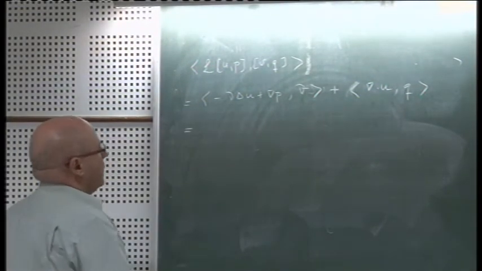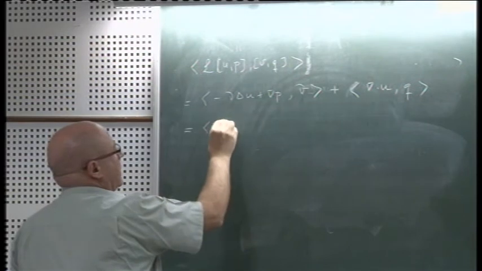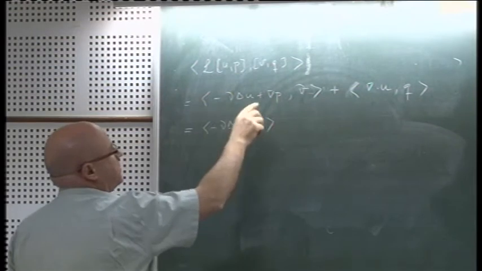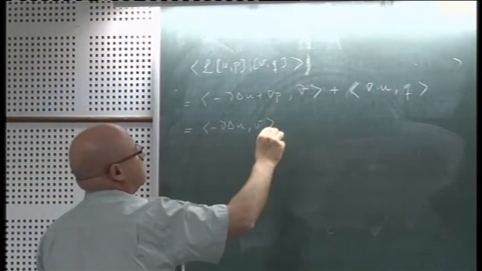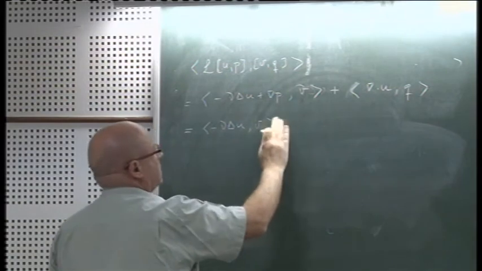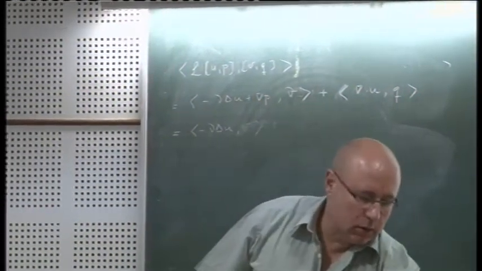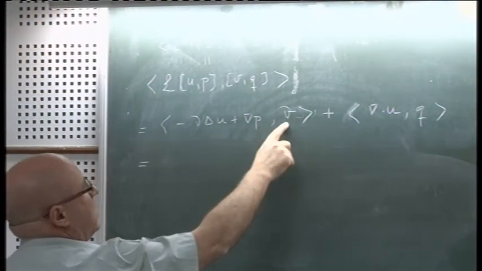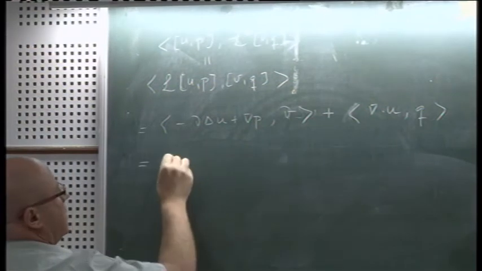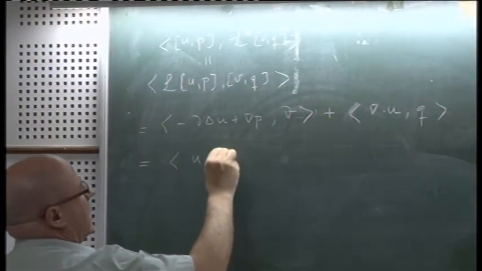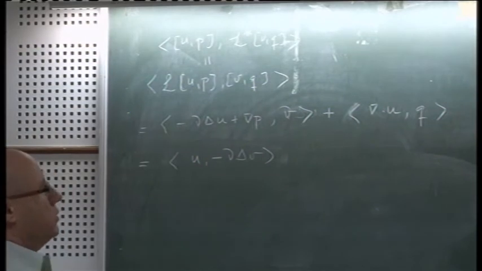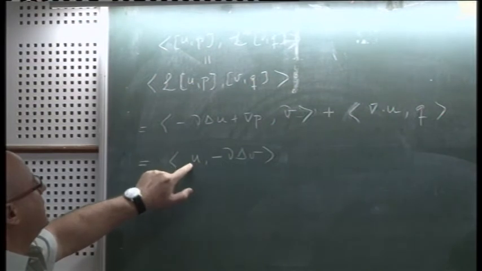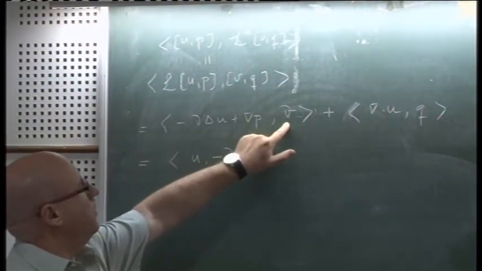First, we have minus nu Laplacian of U times V. When I have minus nu Laplacian of U, V, if I integrate by parts twice, it is easy to see that I will get U times minus nu Laplacian of V. Because when I integrate twice by parts, I keep the sign and the derivatives go from U to V. So this is this term.